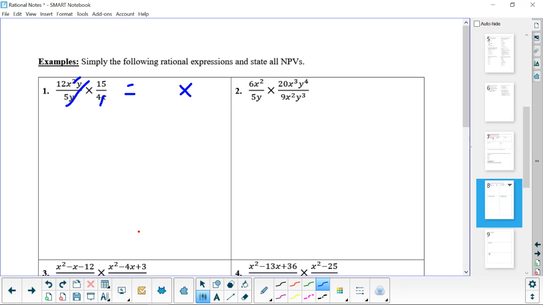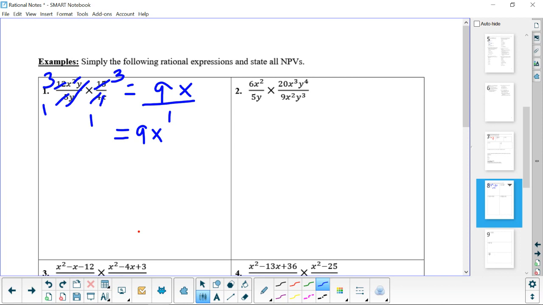Now let's simplify these numbers. So 5 divided by 5 is 1. 15 divided by 5 is 3. Now 4 divided by 4 is 1. 12 divided by 4 is 3. So in the numerator, we'll have 3 times 3, that is 9, and also x with it. And in the denominator, we have 1, that is equal to 9x.